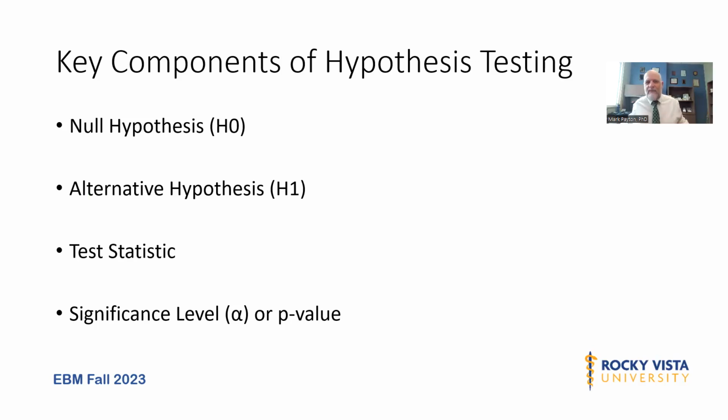All right, so the key components of hypothesis testing are the two hypotheses, the null and the alternative. The null is denoted by an H0, and the alternative is denoted usually by H1, but it can be by HA as well. The third key component of hypothesis testing is the test statistic. And then we have the significance level, or the p-value.